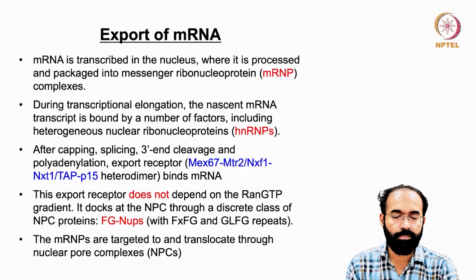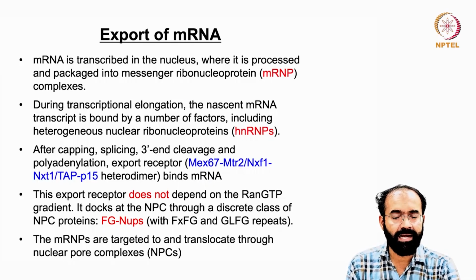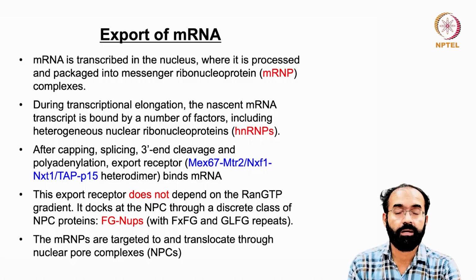This export receptor does not depend on the RAN-GTP gradient, which we already have seen before. It docks at the nuclear pore complex through a discrete class of NPC proteins, and we call them FG-NUPs, because they have FXFG, that means X stands for any amino acid and F stands for phenylalanine, and then another repeat GLFG, that is glycine, leucine, phenylalanine, glycine repeats. So FG-NUPs have FXFG repeats and GLFG repeats. So the mRNPs are targeted to and translocate through the nuclear pore complex.